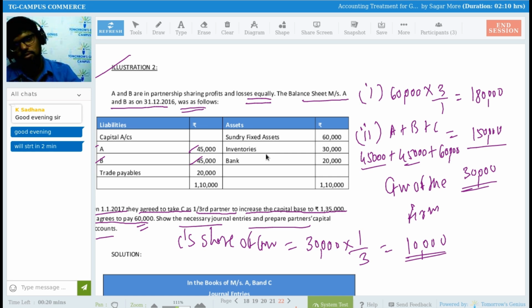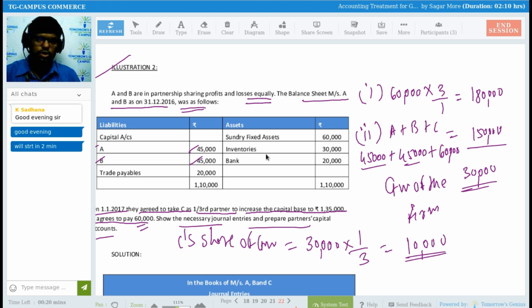Yes. We made a mistake in one thing at one point. Can anyone tell me where the mistake is? The 30,000 rupees of goodwill that we calculated is not correct, sir. That is wrong. Where did we make the mistake? Can anyone tell me?